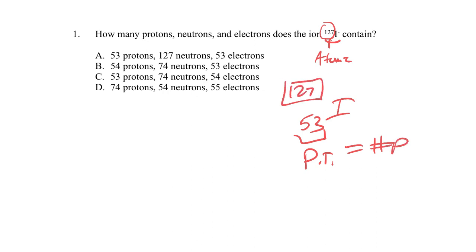127, the mass number, is the sum of the protons plus the neutrons. So 127 minus 53 is equal to the number of neutrons. So that's going to be 74. And then the number of electrons, we have one extra electron, 54 electrons. So C looks good: 53 protons, 74 neutrons, 54 electrons.